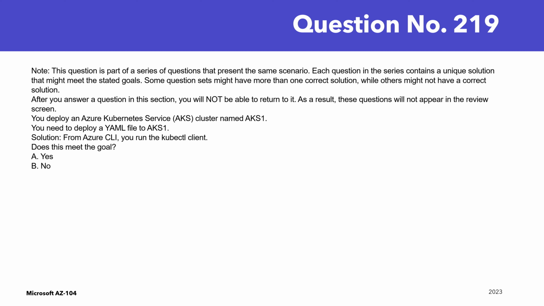You deploy an Azure Kubernetes service, AKS, cluster named AKS1. You need to deploy a YAML file to AKS1. Solution: from Azure CLI, you run the kubectl client. Does this meet the goal? A. Yes. B. No. Correct answer: A.